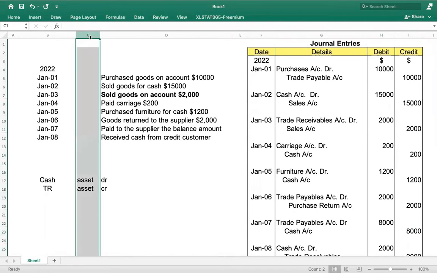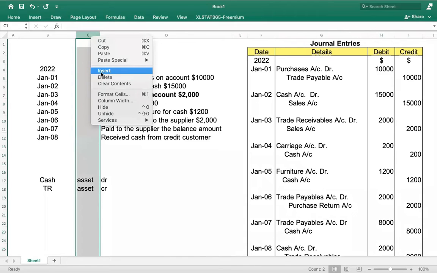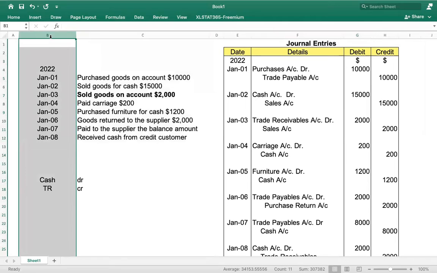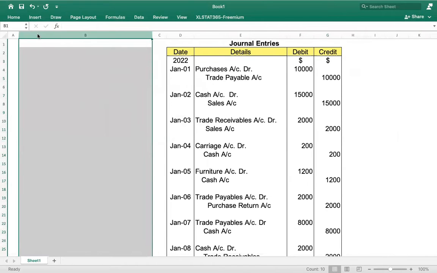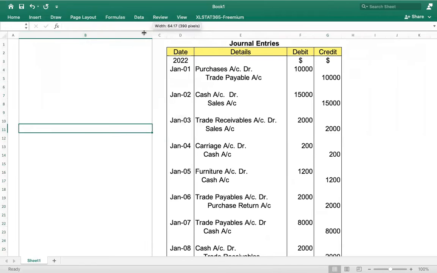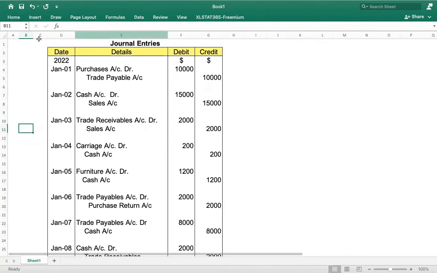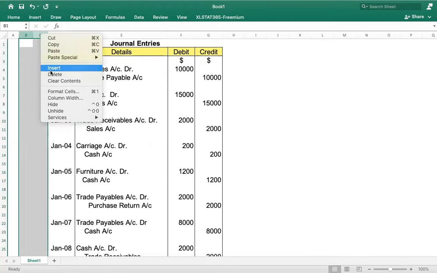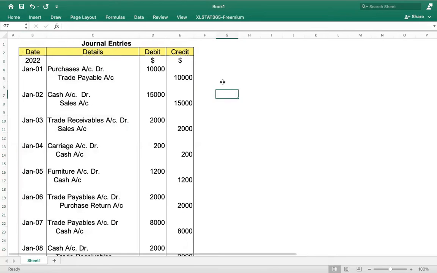Now we need to update the ledger using this journal. So I'm deleting all these transactions. We have the journal now, and now we need to update the ledger. Before we update the ledger, first we need to make a list of ledger accounts.